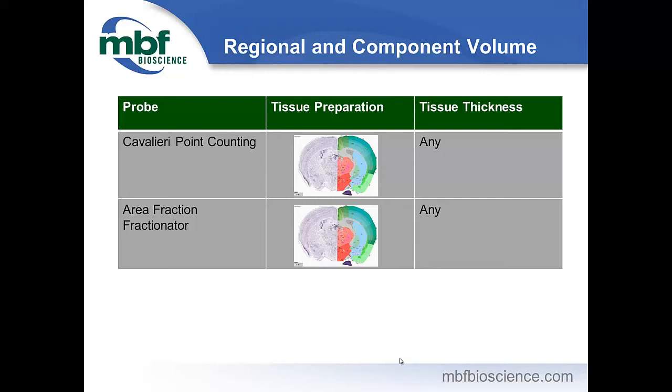Instead, what we're doing is we're having an entire region of interest available for sampling, and then we're going to look and quantify the area on a systematic random sample of those sections through your region of interest. Okay, always use systematic random sampling.